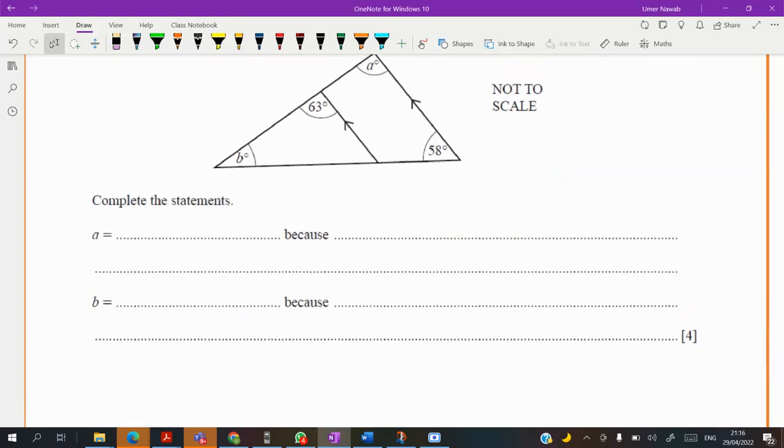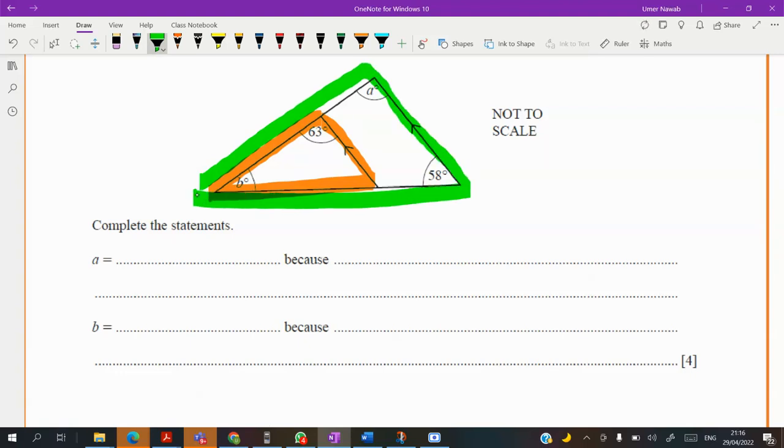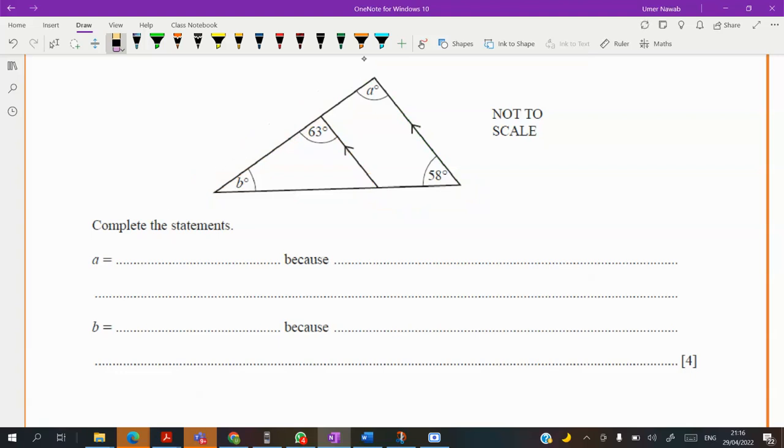Now, these two triangles are also similar. The reason is that we have basically two triangles, this brown small triangle and the green big triangle. Why are these two triangles similar, my friends? Because this side and this side are parallel. If these two sides are parallel, then we can say that A is also 63, and the name of this property is corresponding angle. So this is 63. This is 58, so this is also 58.